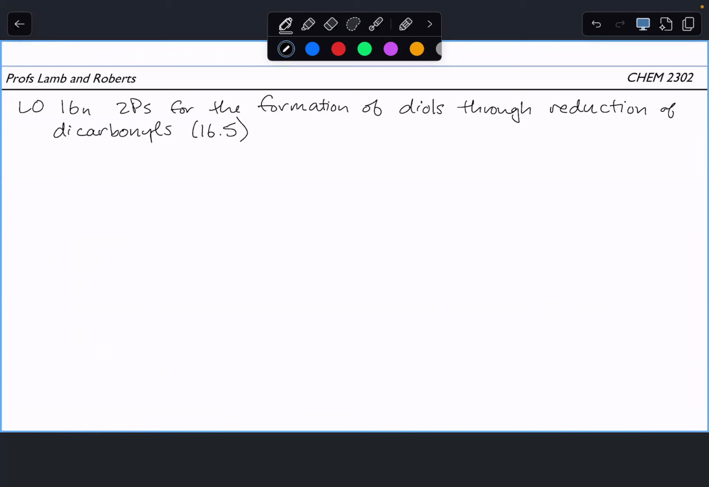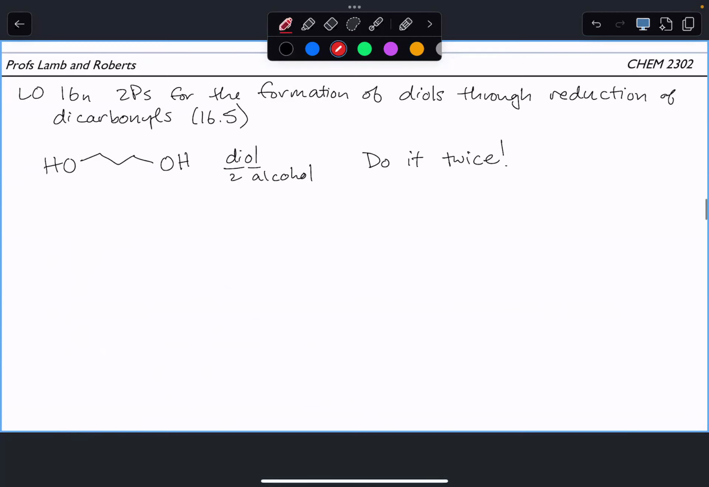So remember that a diol is any compound that has 2 alcohols in it, right? Di means 2, ol means alcohol. So we're talking about the formation of compounds that have 2 alcohols in it. This first learning objective is just saying that of the reactions that you previously learned to make alcohols, if you can do it twice, you can get diols. So let's look at an example of that.